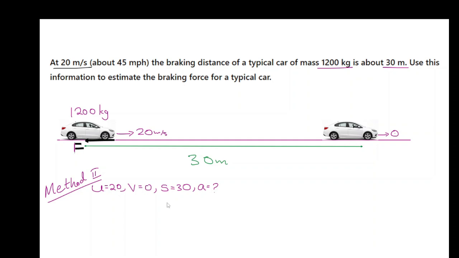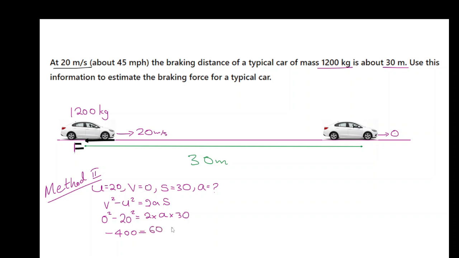The formula is v squared minus u squared is equal to 2as, and we can carefully substitute. 0 squared take away 20 squared is equal to 2 times a times 30. Now 0 squared is 0, take away 20 squared is 400. That's negative 400 is equal to 2 times 30, which is 60a.